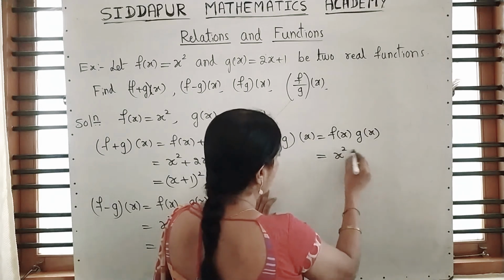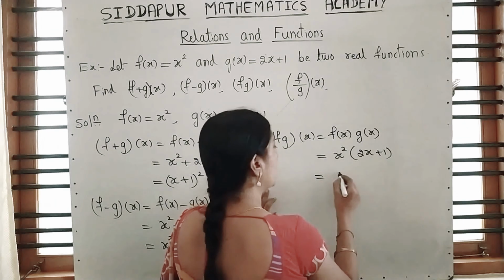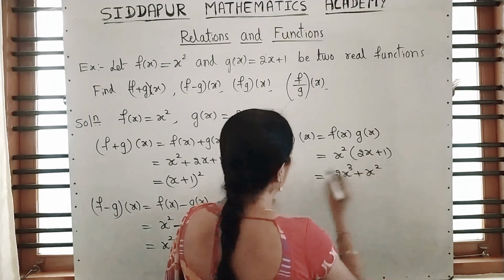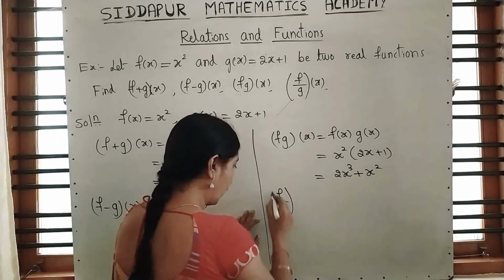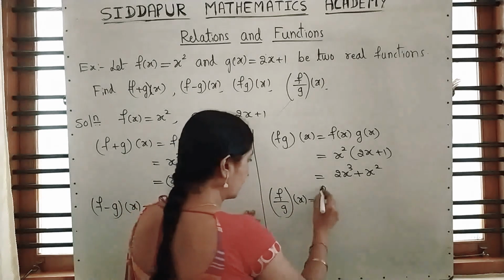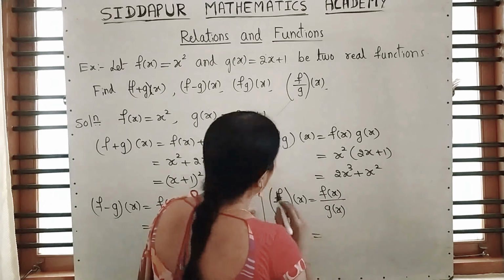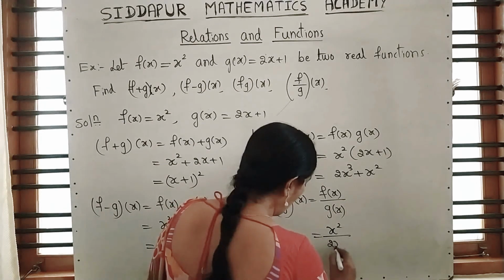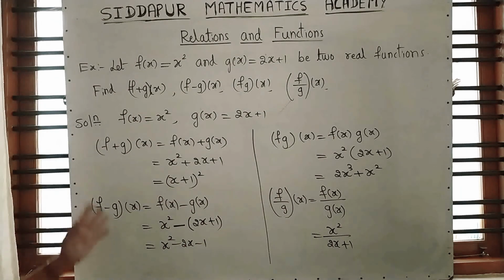f(x) is x square, g(x) is 2x plus 1. If you want, you can remove the bracket: 2x cube plus x square, because you are familiar with multiplication also. Then quotient, (f upon g)(x) is f(x) upon g(x). f(x) is x square and g(x) is 2x plus 1. See, is it very simple or what? Yes, it is very simple. Now moving to the next example.